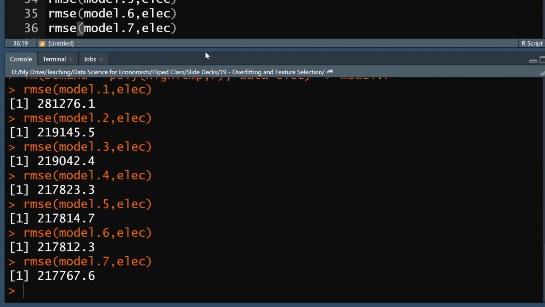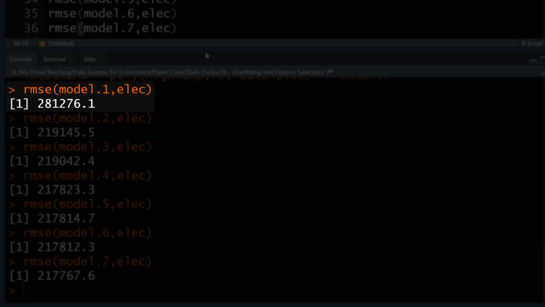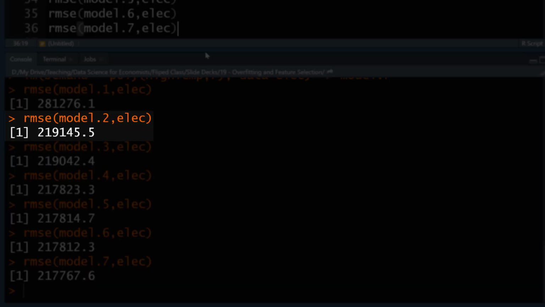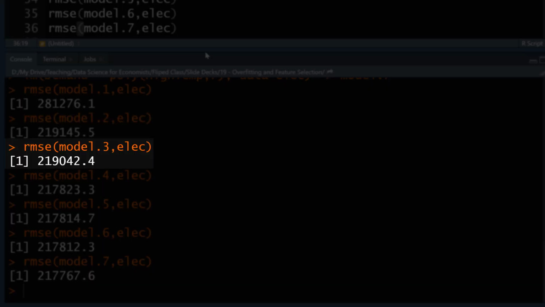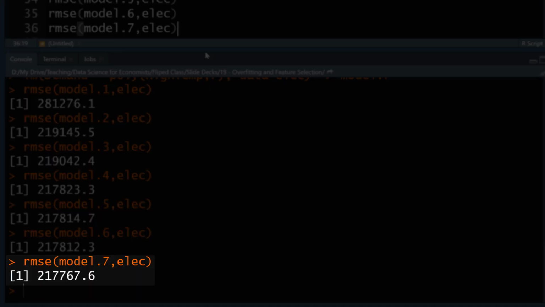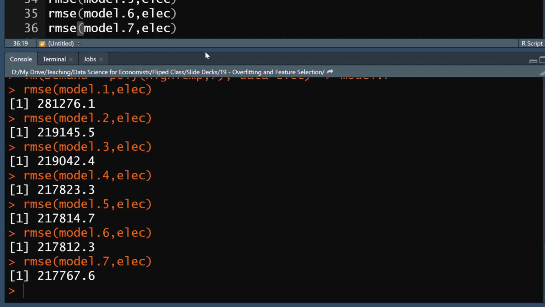Looking in the output window, you can see the root mean square error of each of these models. With just the high temperature to the first power, the root mean square error is 281,267. Adding a squared term takes it down to 219,145. Adding a cubed term takes it down to 219,042. And so on, all the way down to adding the 7th power term takes it down to 217,767.6.